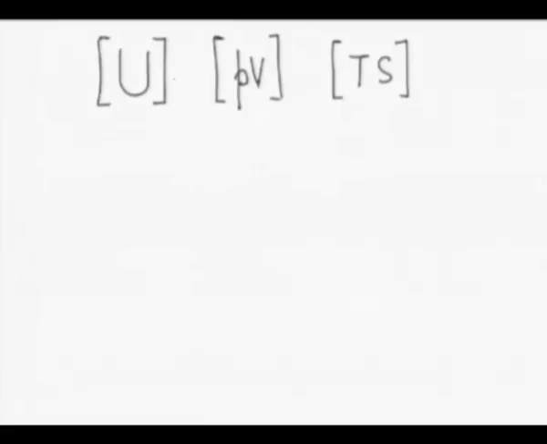So if U plus PV has been defined as a useful property H, maybe you can add U plus TS or U minus TS or U plus TS plus PV or U minus TS plus PV, all these combinations.